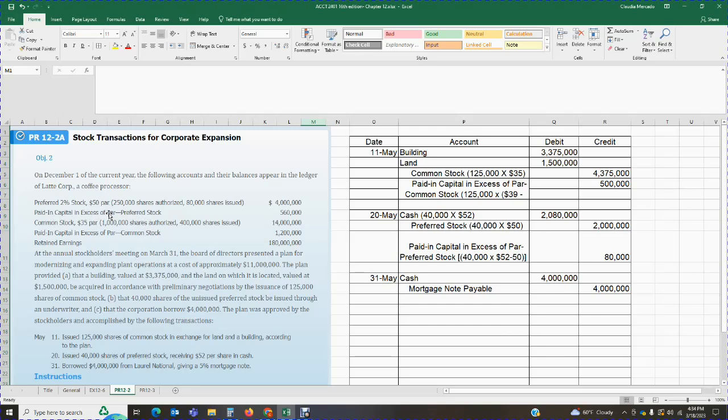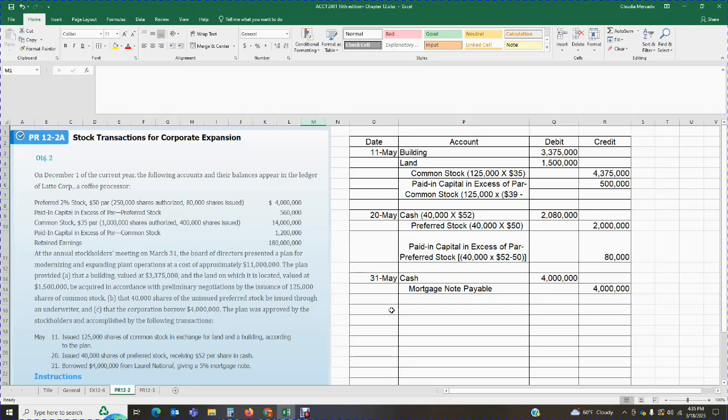Yes, my stock is $50 per share for preferred and $35 for common stock, but there are people willing to pay more for it, and the additional money received for the issuance of stock is accounted for in those separate accounts to track those premiums being paid. So that is basically it for this particular problem.